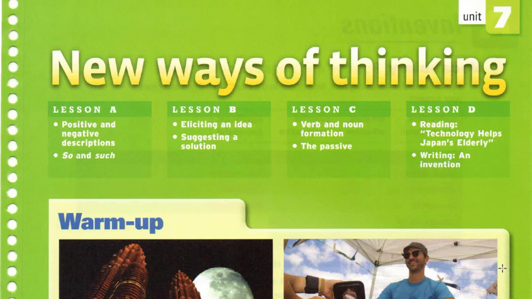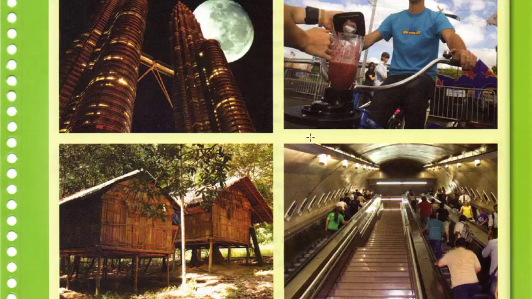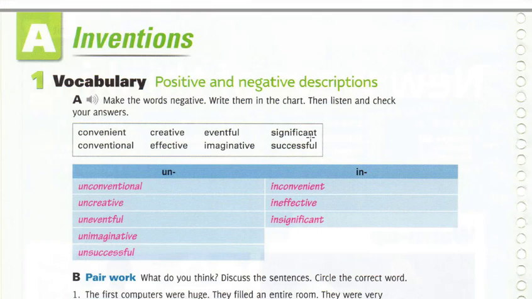Unit 7, New Ways of Thinking. Lesson A, Inventions. Vocabulary, positive and negative descriptions.